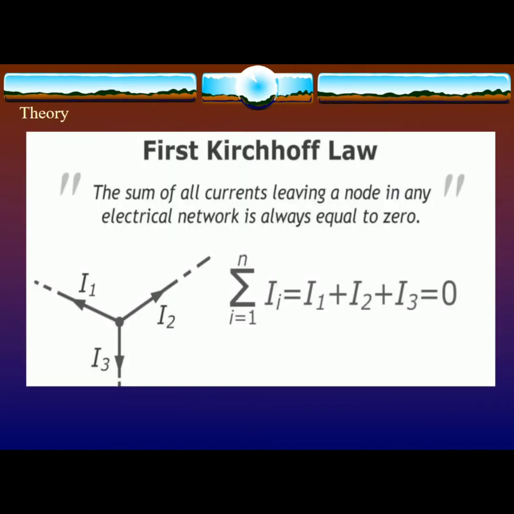The theory. First Kirchhoff law: the sum of all currents leaving a node in any electrical network is always equal to 0. Sigma I equals I1 plus I2 plus I3 equals 0.